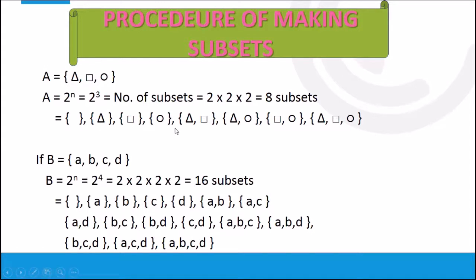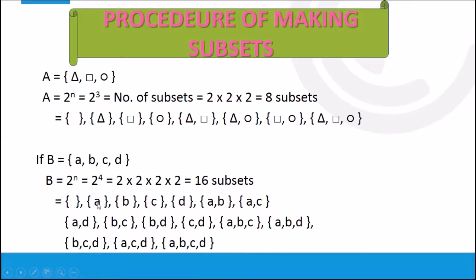If B is equal to {A, B, C, D}, the first question is how many subsets we have to make. Use 2^n. First count how many elements are there: A, B, C, D. So there are 4, because there are 4 elements. Now you have to multiply 2 by itself how many times? 4 times. 2 multiplied by 2 multiplied by 2 multiplied by 2, it will be 16 subsets you have to make.